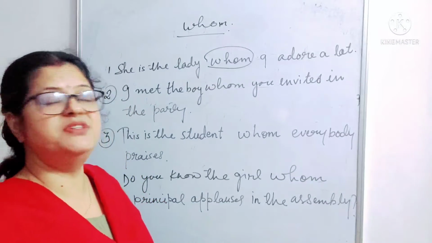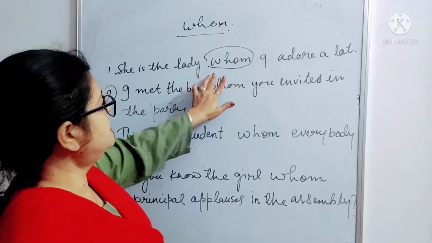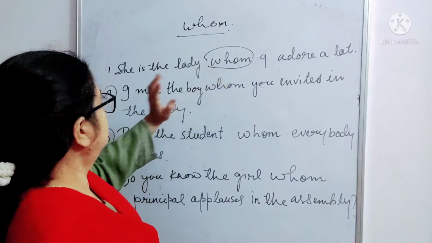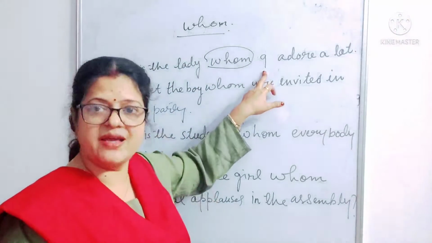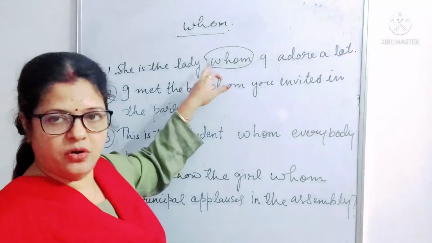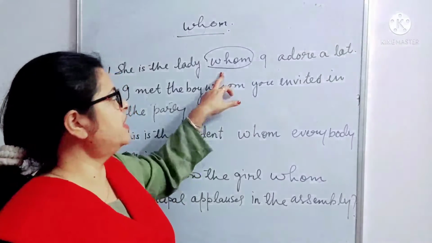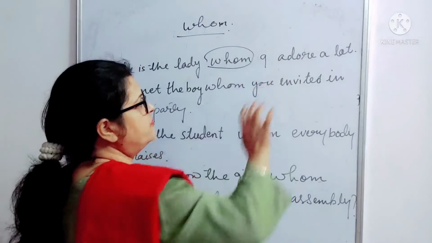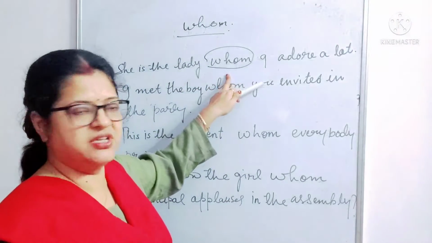So here in the sentence we see that this lady is not working. Actually the subject is I, who is working in this sentence. This lady, which is replaced by this word whom, is working as an object in this sentence. Okay, but the subject is someone else. I is someone else. This lady is not the subject.